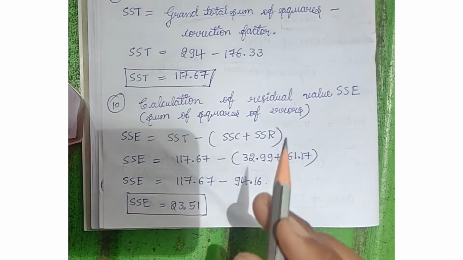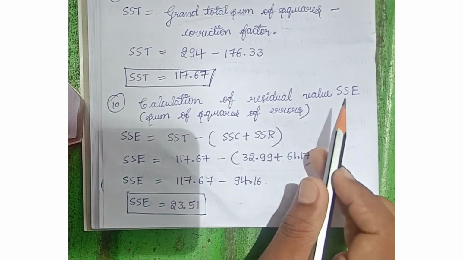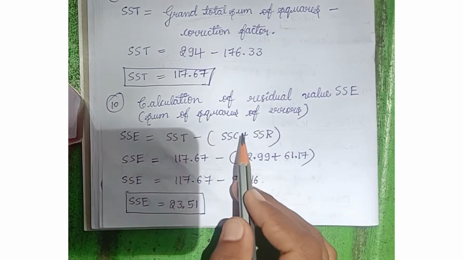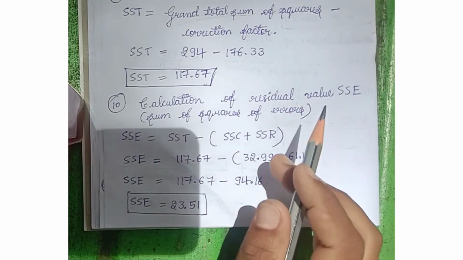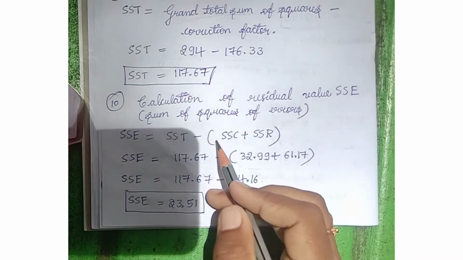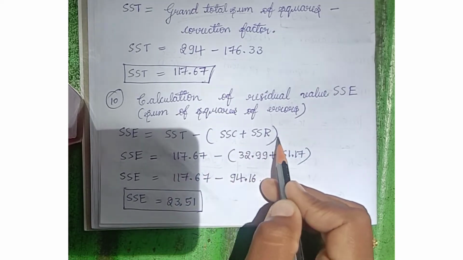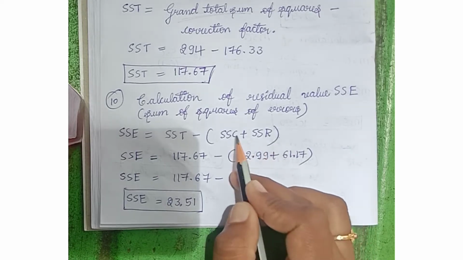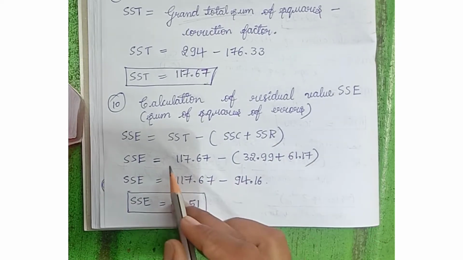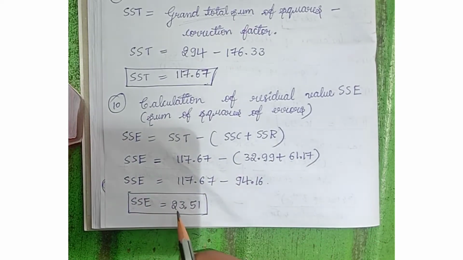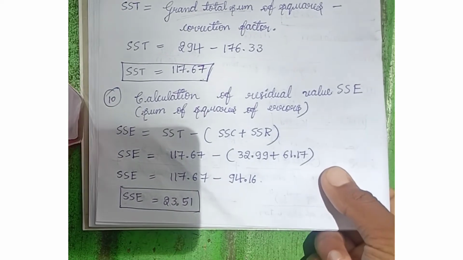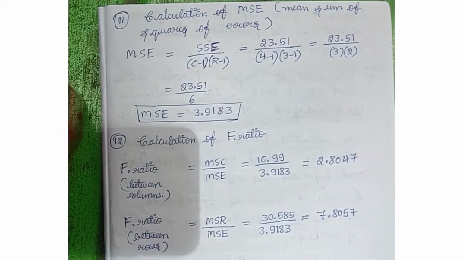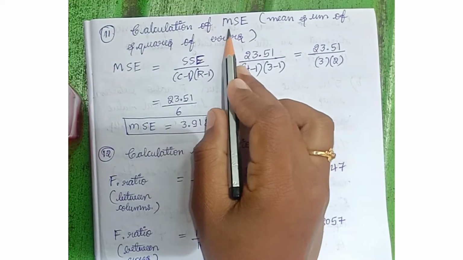Next, the 10th step is calculation of the residual value, SSE, the sum of squares of errors. SSE is equal to SST, the value we calculated in the 9th step, minus SSC plus SSR. SSC is the sum of squares of columns plus the sum of squares of rows. Both values we have to take and add here. After the substitution we'll get SSE as 23.51. And the 11th step is calculation of the MSE.